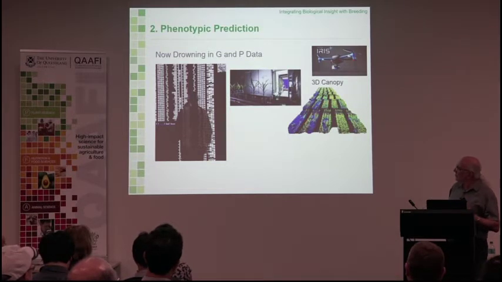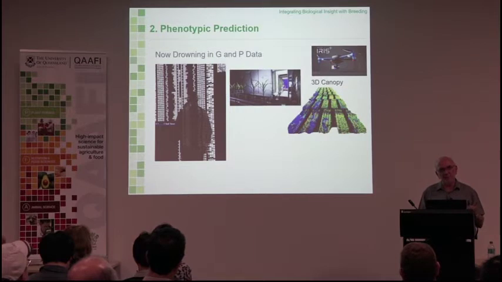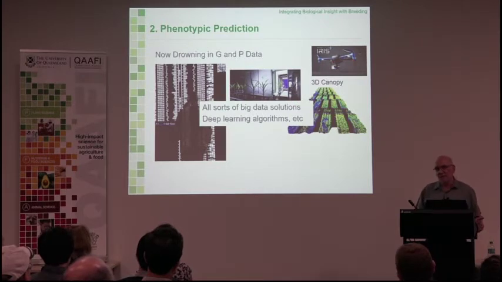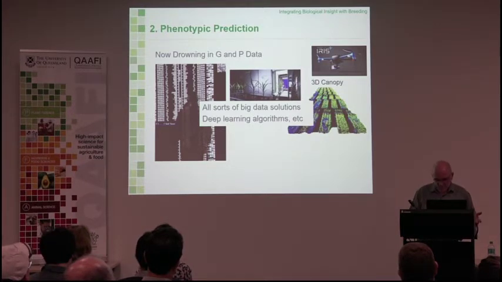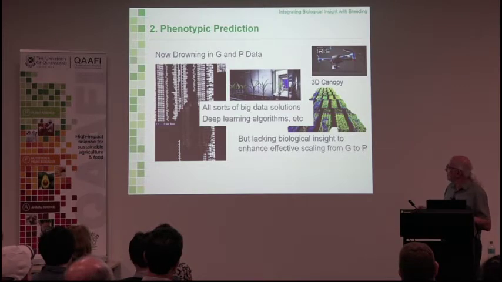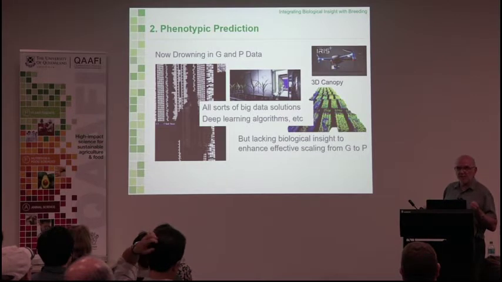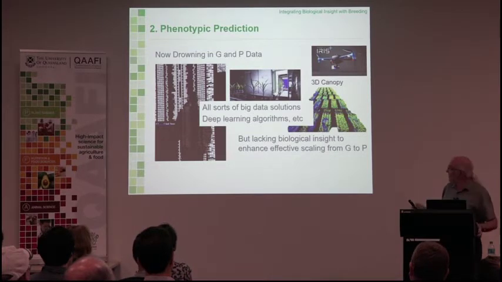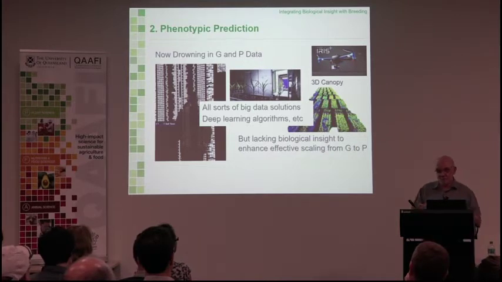And so now the view is, well, we've got a data problem. It's no longer we've got a genotyping problem or a phenotyping problem, we've got a data problem. What do we do with all this data? And so suddenly we get this emergence of all sorts of big data solutions, deep learning algorithms, the whole works. But the whole thing is driven by what we can measure rather than why we're there. And so the point is really, how do we bring some biological insight into this to enhance the effectiveness of scaling from gene to phenotype? And that's the question that I think I want to get at here. Big data solutions and all these algorithms are, again, potentially useful, but at the moment there's a targeting problem.